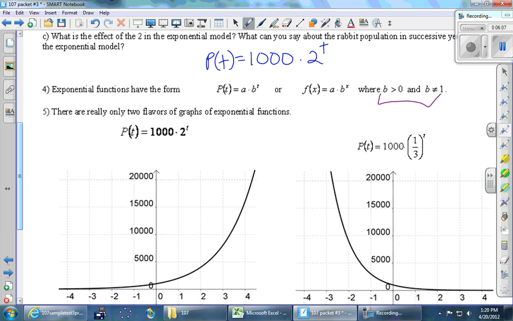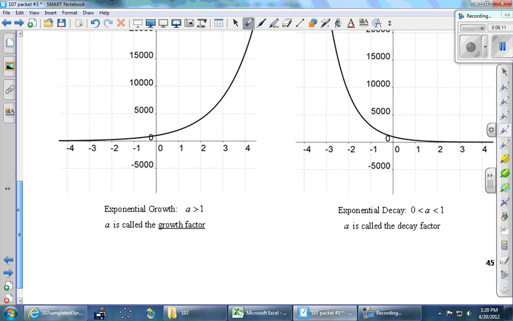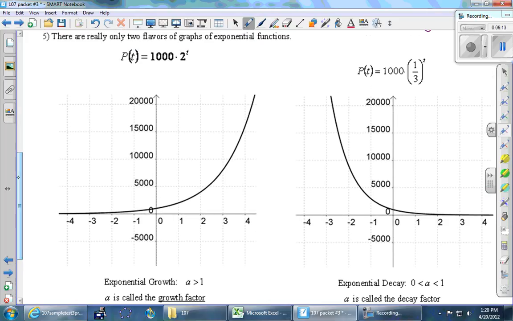And then there's some graphs down here, and I just want to be clear. Looking at this first example, it's p of t is 1,000 times 2 to the t. I got a real pretty graph here that I got from GeoGebra, but I really want to make sure you buy that this is the right graph. What was the starting population? 1,000. So that's the point, 0 years, 1,000 rabbits.